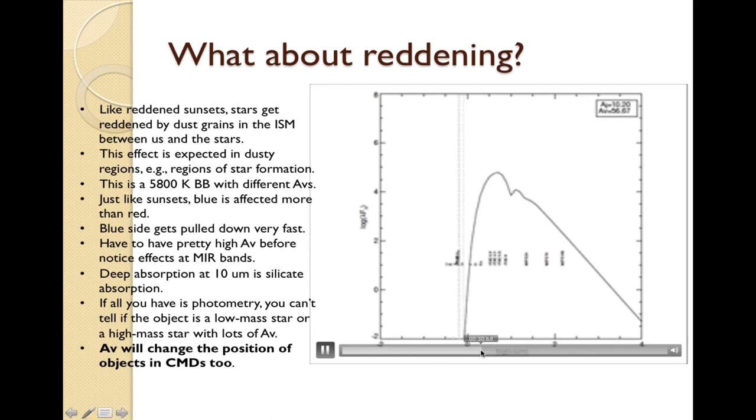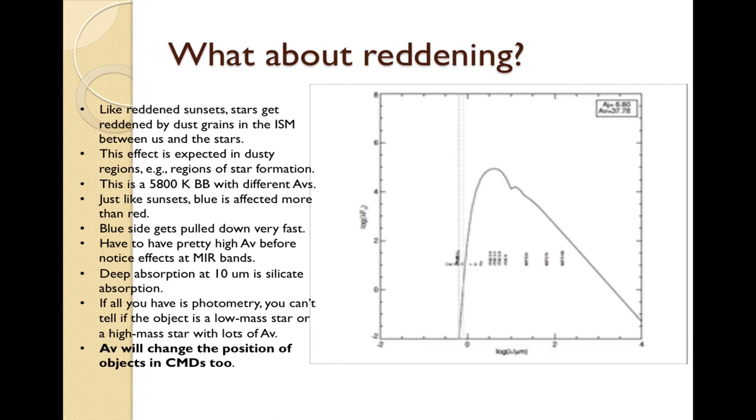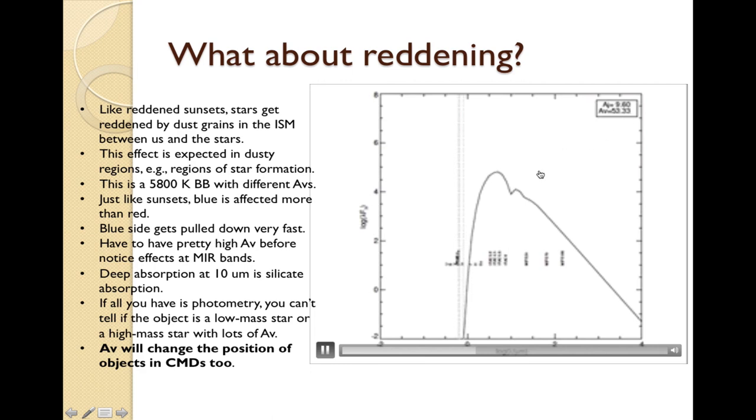This is the same sort of movie as before, where I start and run it again and again, but you can see as the reddening increases, it pulls the blue light down first, and then more and more of the blue light. This bite that gets taken out is from silicates, at 10 microns. It's a particular kind of dust that particularly absorbs at this wavelength. So the important things to note are that the blue side gets pulled down really fast, and you have to have crazy amounts of reddening before it starts to affect the mid-infrared bands.